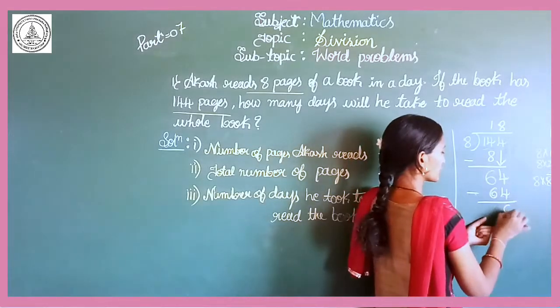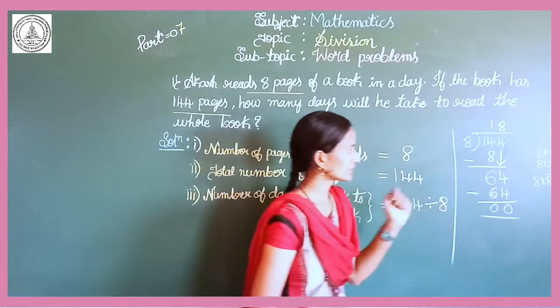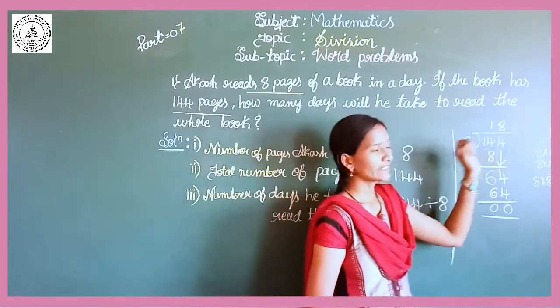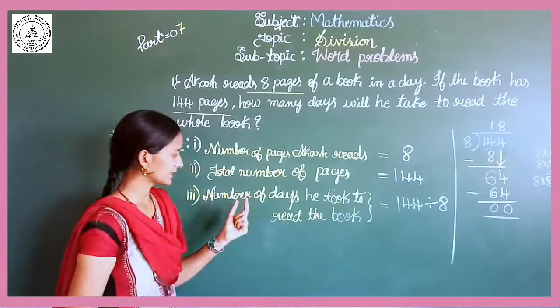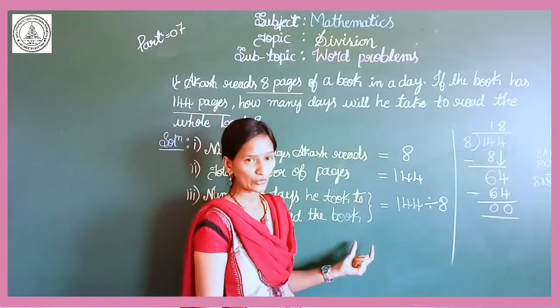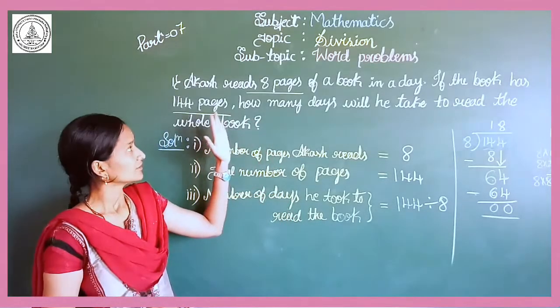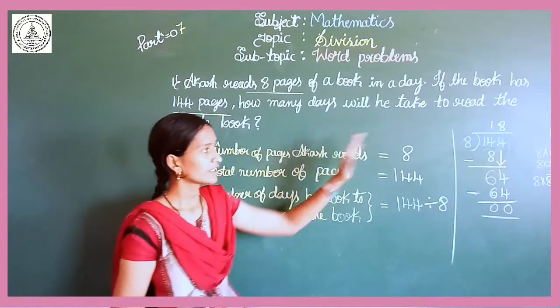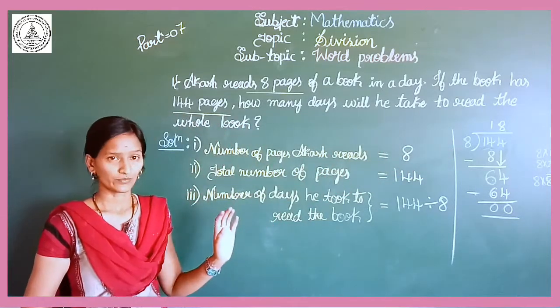So once again you have to subtract. 4 minus 4 is 0. 6 minus 6 is 0. So in this problem which is the quotient? 18 is the quotient. What does this 18 indicate? It is the number of days he took to read the whole book. Right? So students, here Akash will take 18 days to read the complete book.